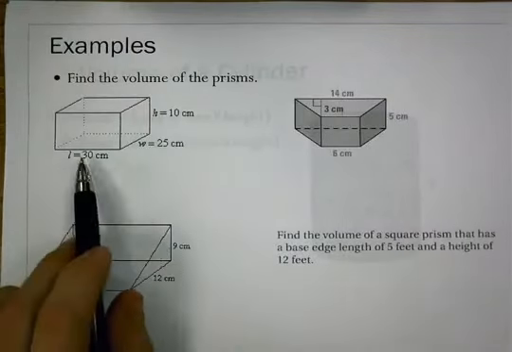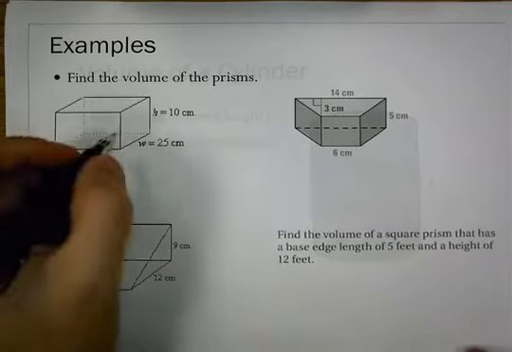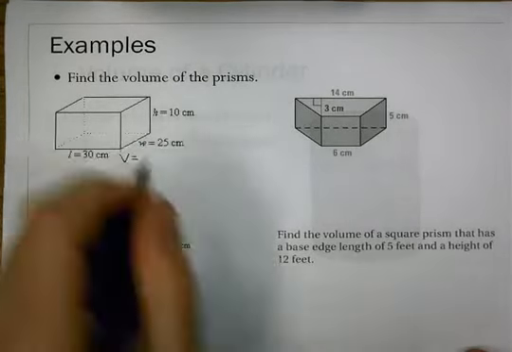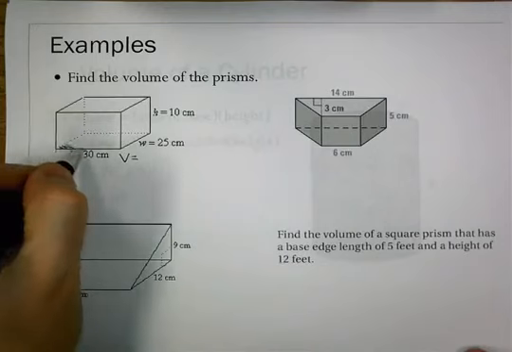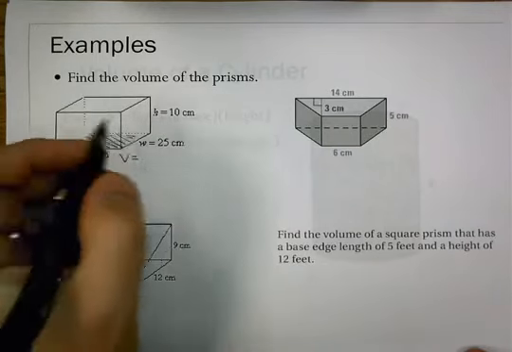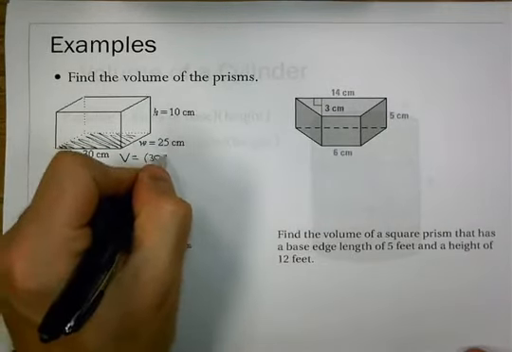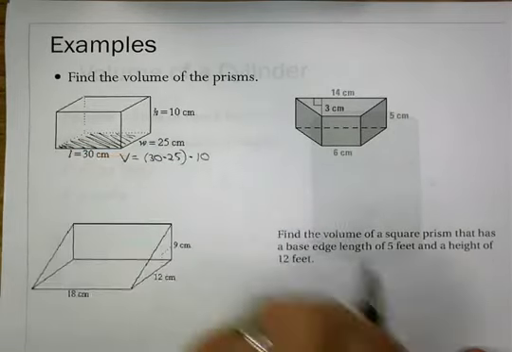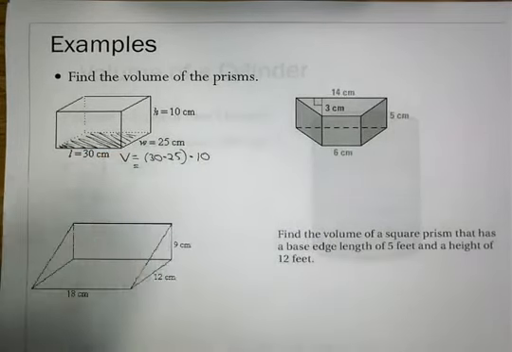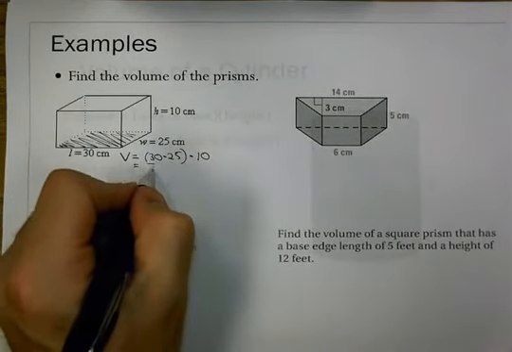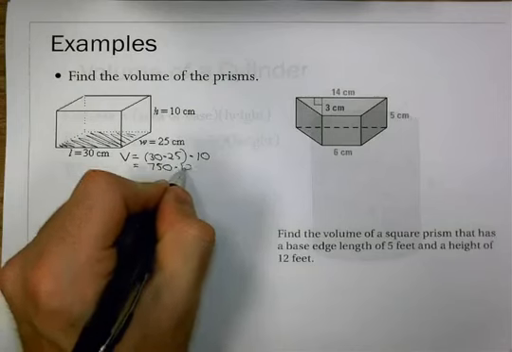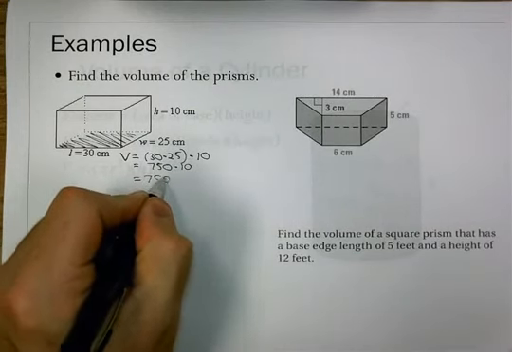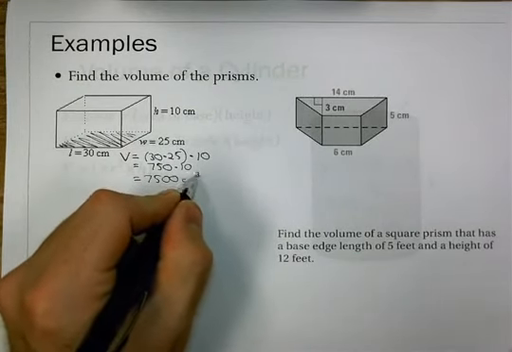So let's do a few examples here. First we have a rectangular prism. My volume is going to be the base area, so my base is here, 30 times 25, times the height. Now 30 times 25 is 750. Times 10 gives me 7,500 centimeters cubed.